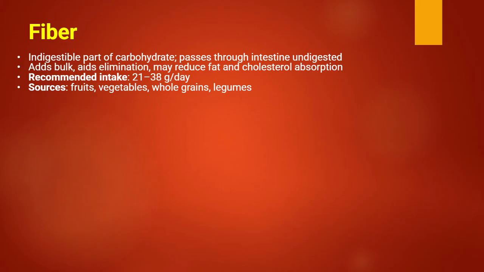Fiber is the portion of carbohydrates that cannot be broken down by human digestive enzymes. Unlike sugars and starches, it passes through the intestine undigested. This unique quality allows fiber to play several important roles in health. It increases stool bulk, which stimulates peristalsis and aids elimination. By moving waste products more efficiently through the intestines, fiber helps prevent constipation.